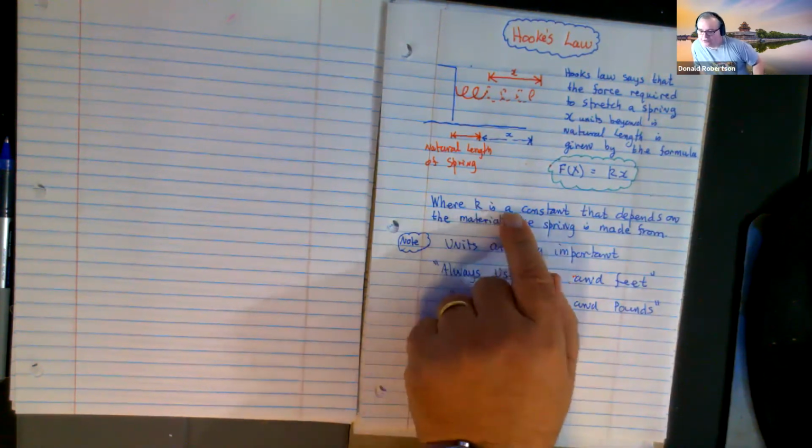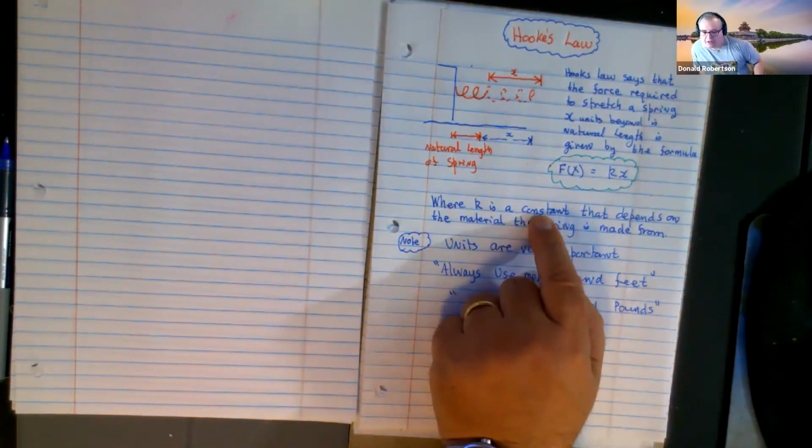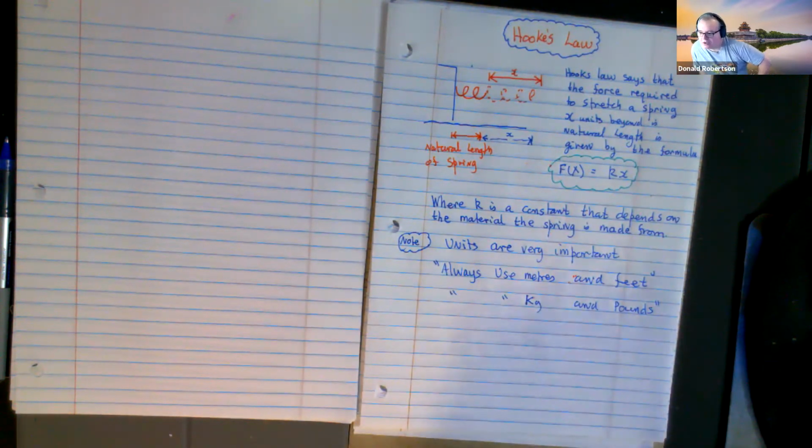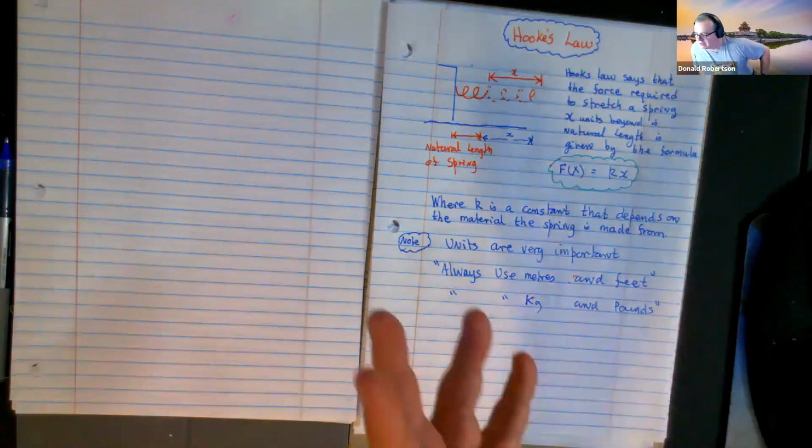K is a constant, a fixed number, and it depends on the material. If you make the spring out of slinky wire, K might be 0.0001. But if you made it out of some really tough steel, big, thick suspension steel, a big spring like that, K could be in the hundreds. So every spring has a K value, and if you're told what the K value is, that's very helpful, because then you can find the force.